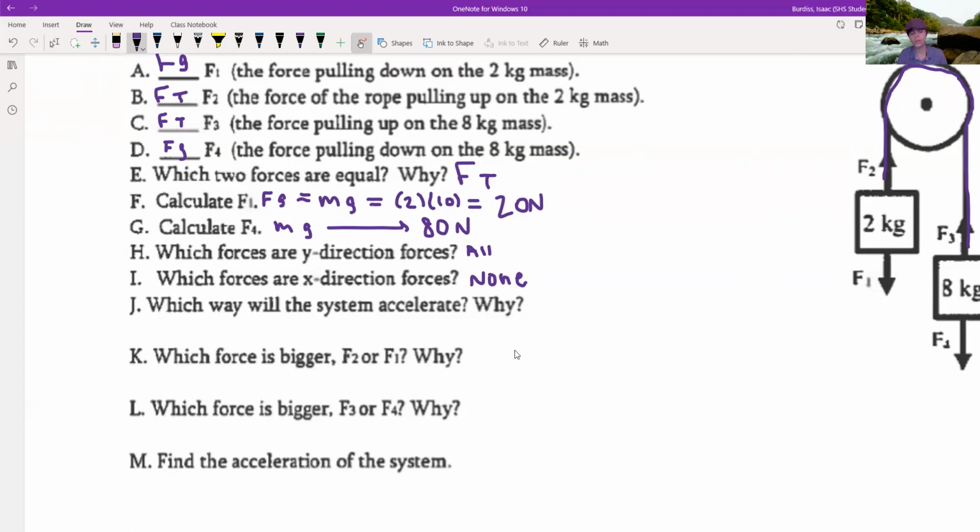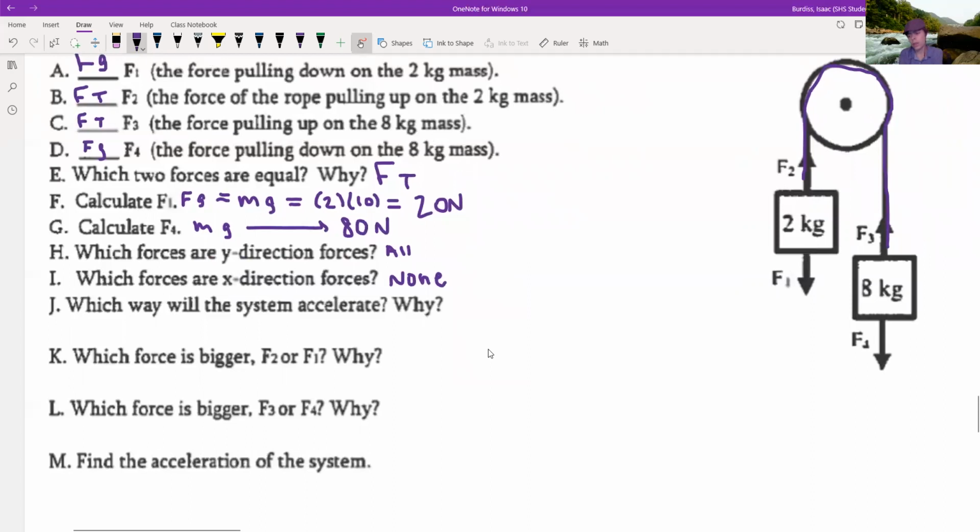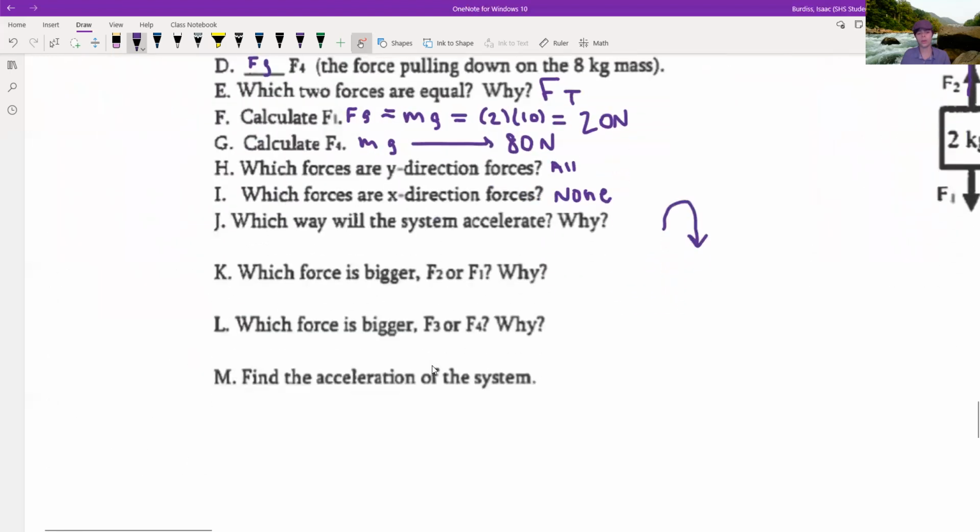I'm looking at this answer key just to make sure I don't say the wrong thing by accident, but it answered it incorrectly, but whatever. Which way will it accelerate? Why? So it's basically asking which way it will go if they were just let go all of a sudden. Well, what do you think? The heavier one, right? The lighter one won't come down. The heavier one will. So you would say to the right. I don't know if that's the right way to say it. That's kind of a vague question, but let's just say that it's going to accelerate that way.